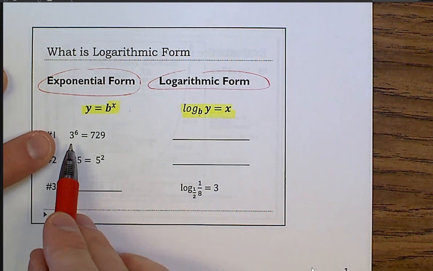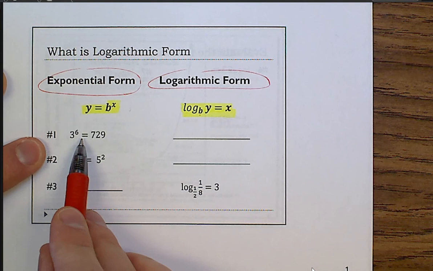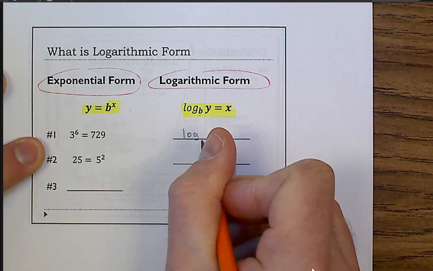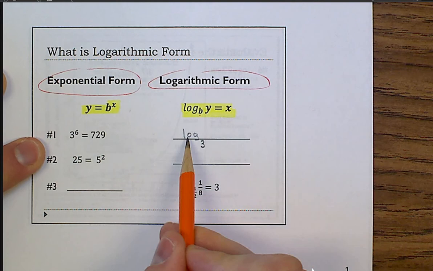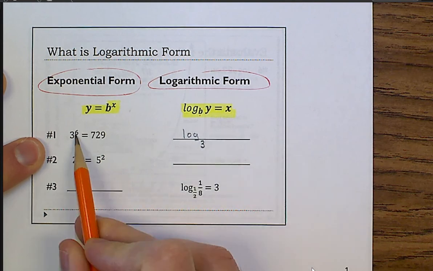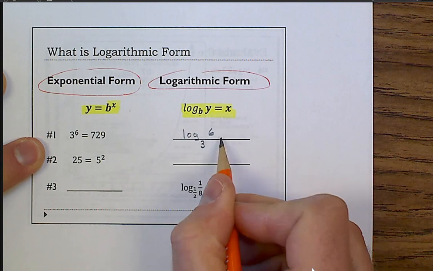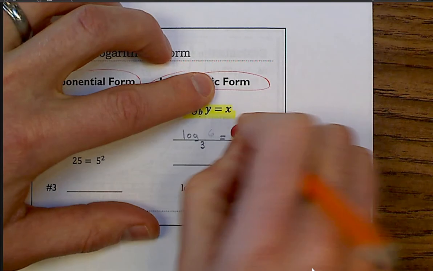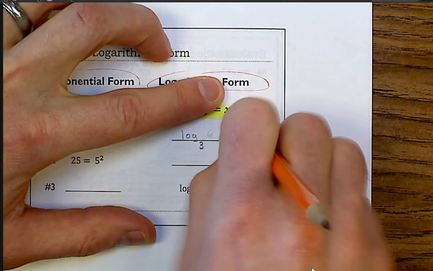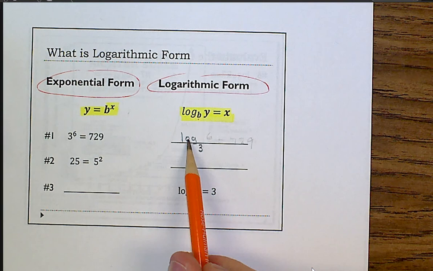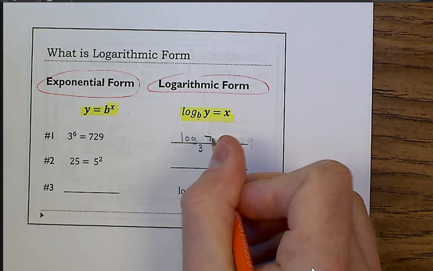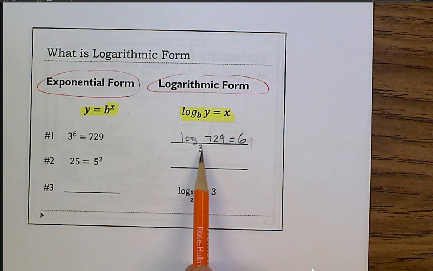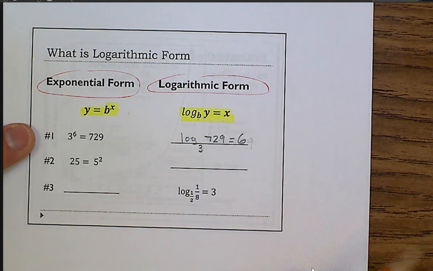So you want to convert this into log form. So this would be log base 3. So what power on 3, well, we already know, it's 6, equals 729. Sorry, working too fast there. What power on 3 gives you 729? We know that is 6. What power on 3 gives you 729? We know it's 6, right?